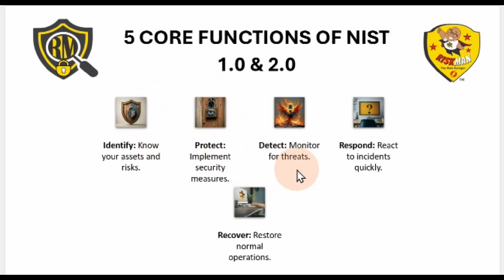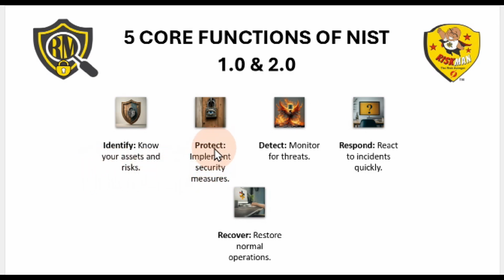So just to get a brief overview of those 5 core functions, you have the identify. Identify is really about knowing all your assets and the risks that are around them. So you definitely want to take an inventory of all your assets, whether you have a scanning tool or anything like that that scans the assets to know what you have in your environment. Some organizations have to do this manually.